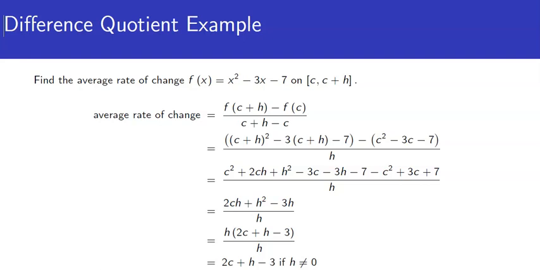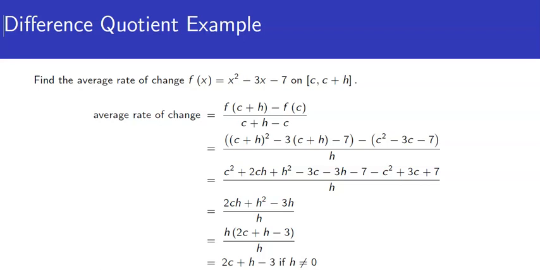In this video, we're going to look at an example of calculating a difference quotient of a function. So this problem actually asks us to find the average rate of change of f of x equals x squared minus 3x minus 7 on the interval that starts at c and ends at c plus h.